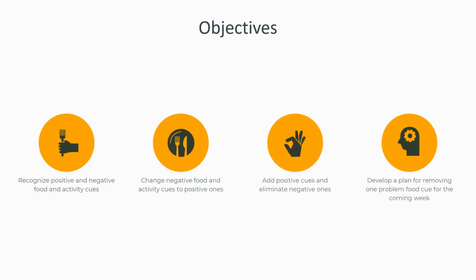The objectives of Session 8 are recognizing positive and negative food and activity cues, changing negative food and activity cues to positive ones, adding positive cues and eliminating negative ones, and developing a plan for removing one problem food cue for the coming week.